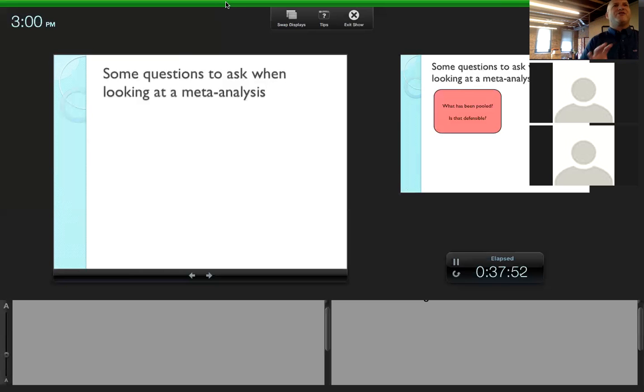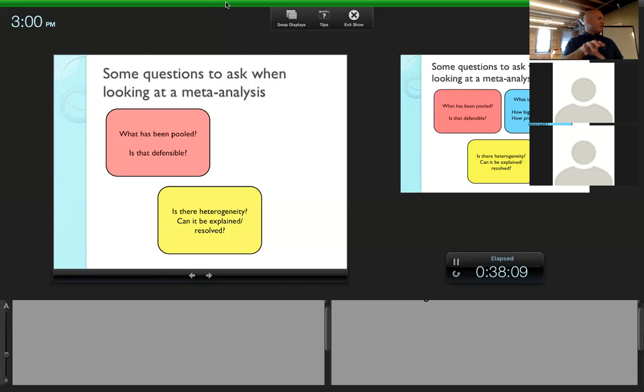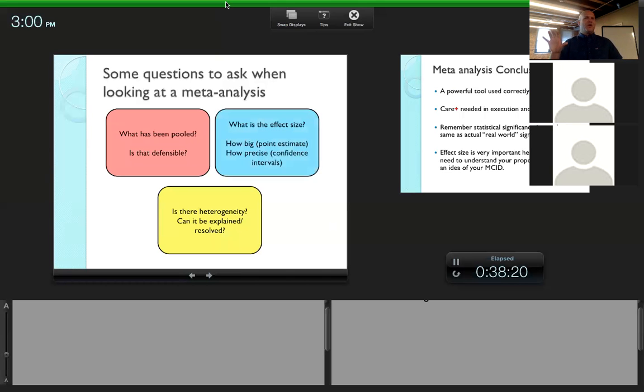So when you're looking at a meta-analysis, what questions might you ask? What have they pulled together? And is that defensible? Do you think that gives you something meaningful? And that's not stats. That's content knowledge really that drives that, right? Is there heterogeneity? Now you know where to look, right? Visually look at the effect estimates for each of the studies in the forest plot. Look at the chi-squared and the I2 statistic to see whether heterogeneity seems to be a problem. What is the effect size in terms of size and precision?